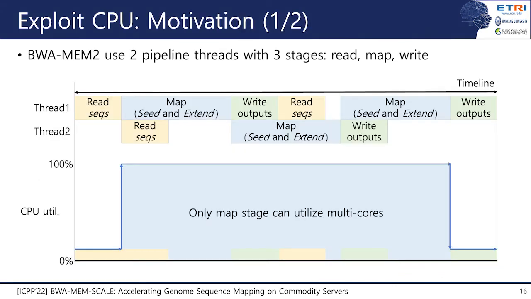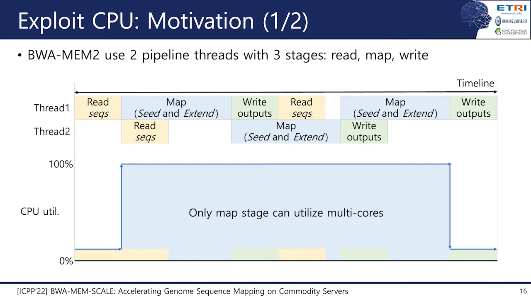From now on, I explain how BWA-MEM-SCALE exploits the whole CPUs to optimize genome sequence mapping performance. I start with motivation. BWA-MEM-2 uses two pipeline threads with three stages: read, map, write. The read stage reads the sequence file from disk and parses it. The mapping stage includes the seed and extend phases, and the write stage does the disk write of the output. Among the three stages, only the map stage can utilize multiple cores.